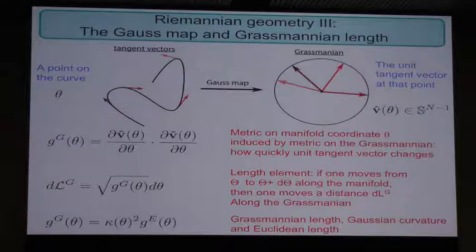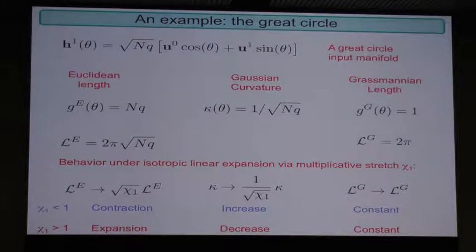There's also something called Riemannian length, which is how far it moves under the Gauss map, but let's ignore that. Now let's imagine how the curvature of a circle changes under a simple transformation to get into it. Let's say that you just have a circle and you linearly expand it. What happens to the length and what happens to the curvature? Let's say the expansion factor is chi1.